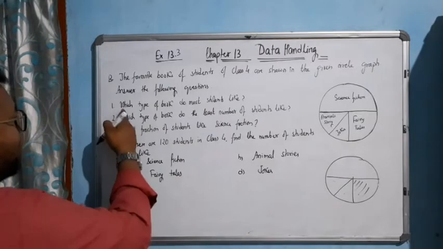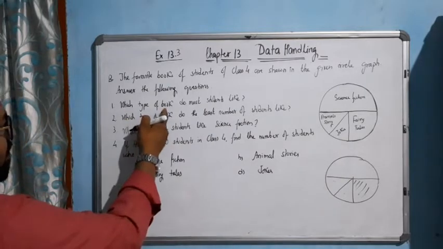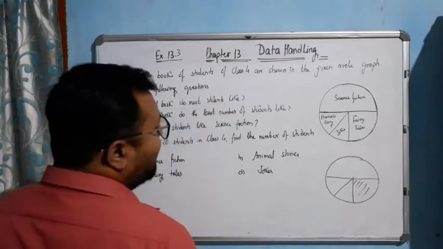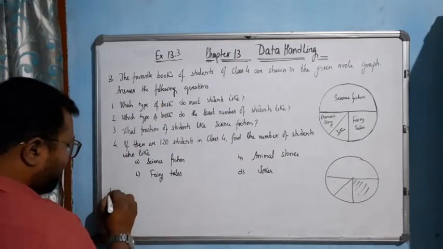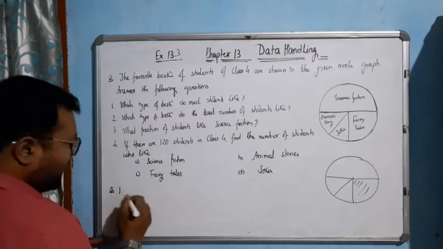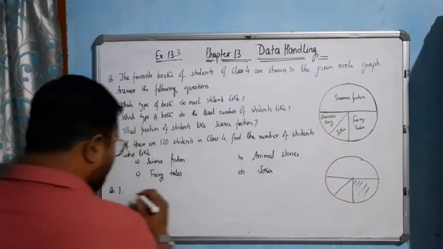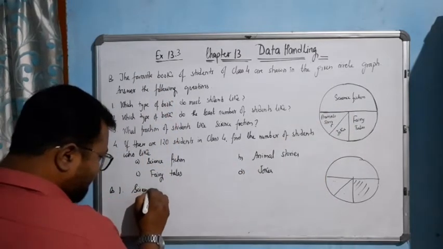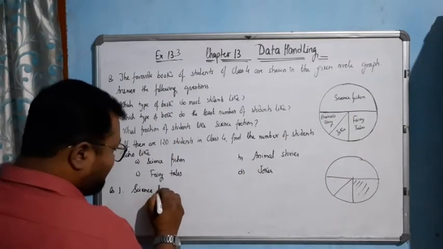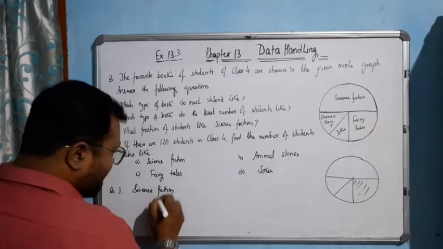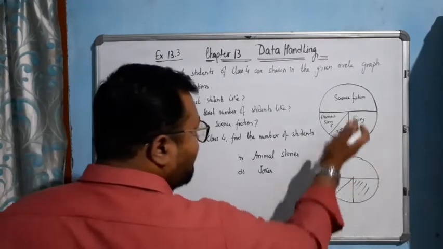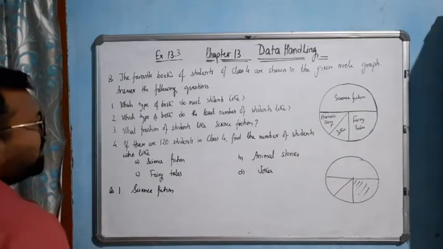Now see, name which type of book do most students like. Very simple, answer will be what? If you see the graph here, the science fiction, we will write half of the circle. Okay, the majority of the students like science fiction.